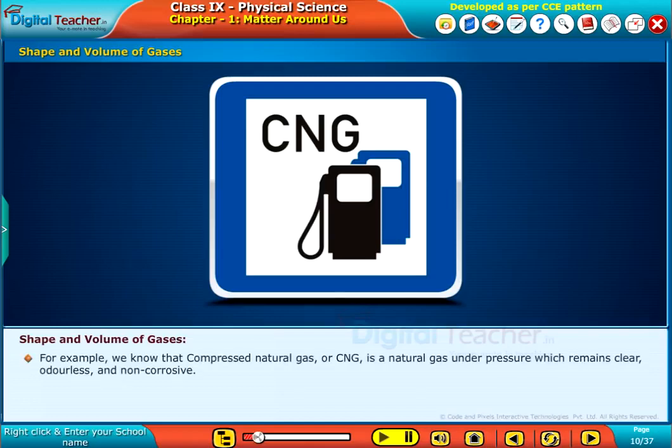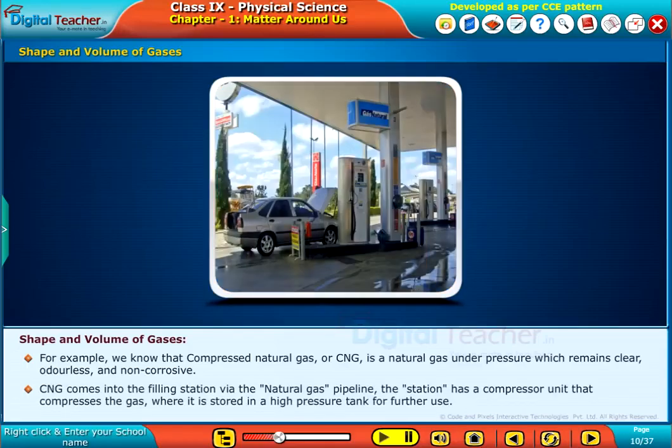For example, we know that compressed natural gas or CNG is a natural gas under pressure which remains clear, odorless and non-corrosive. CNG comes into the filling station via the natural gas pipeline. The station has a compressor unit that compresses the gas where it is stored in a high-pressure tank for further use.